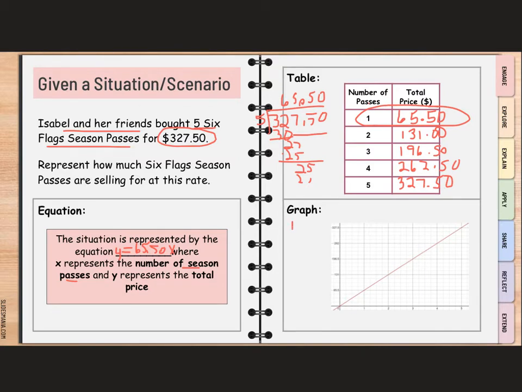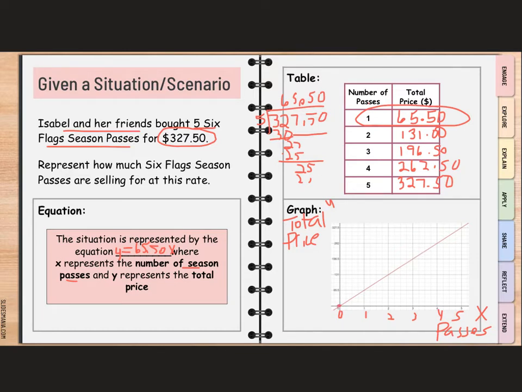I can graph this situation as well, okay? I can graph the total price, and I can also look at what that looks like on a graph. And here are my passes. Don't forget, you need to label your x and your y axis, okay? So if I start at 0 passes, and 1 pass and 2 passes and 3 passes and 4 passes and 5 passes, I can take every point on that table and graph it.